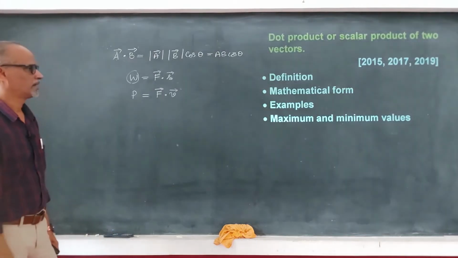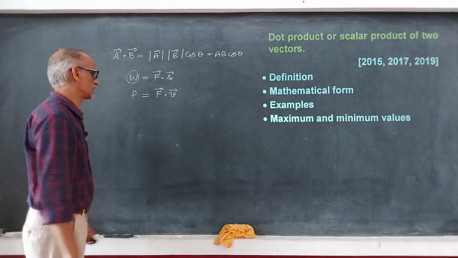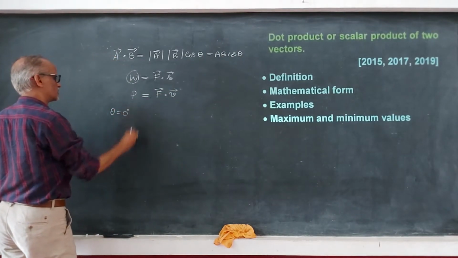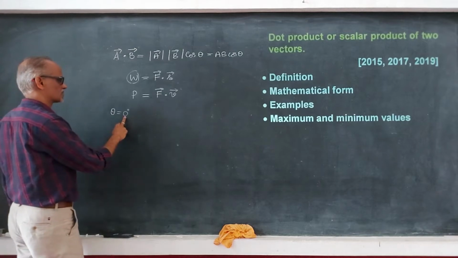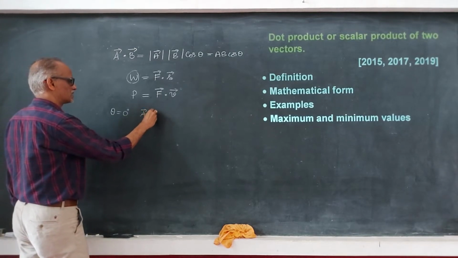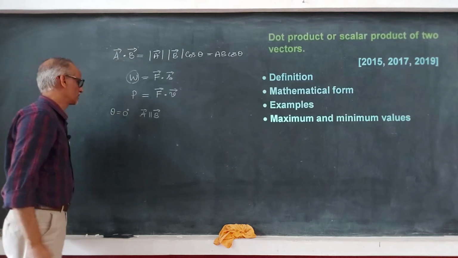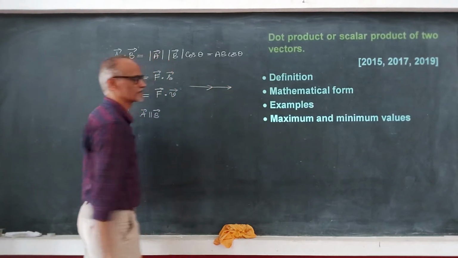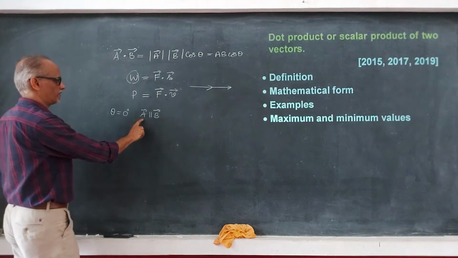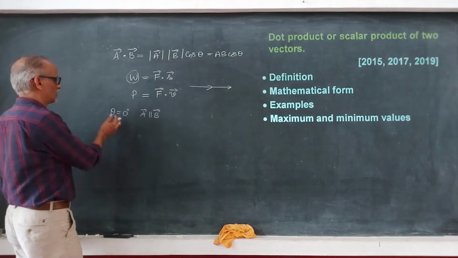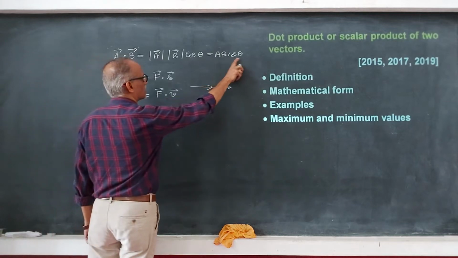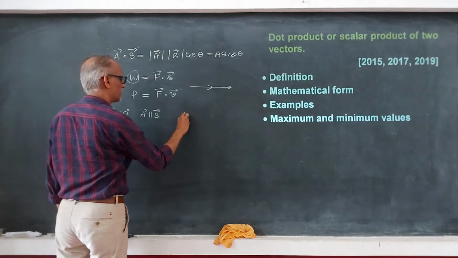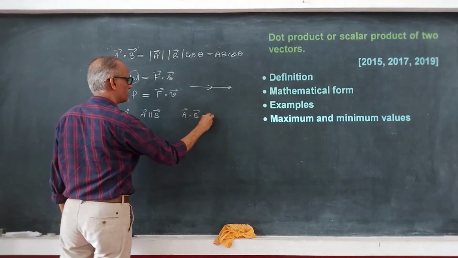What are the maximum and minimum values? So let us consider theta is 0 degree. Now theta 0 means vector A is parallel to vector B. That means the angle between the two vectors is 0. It will be like this. Okay. A is parallel to B. Theta 0 means A B cos 0. What is the value of cos 0? Cos 0 is 1. So therefore, we get A dot B is equal to AB.